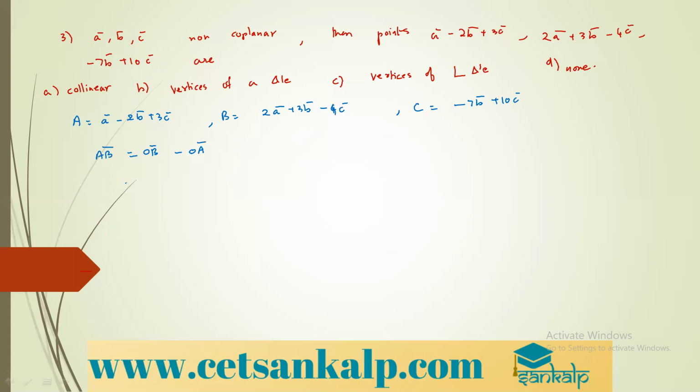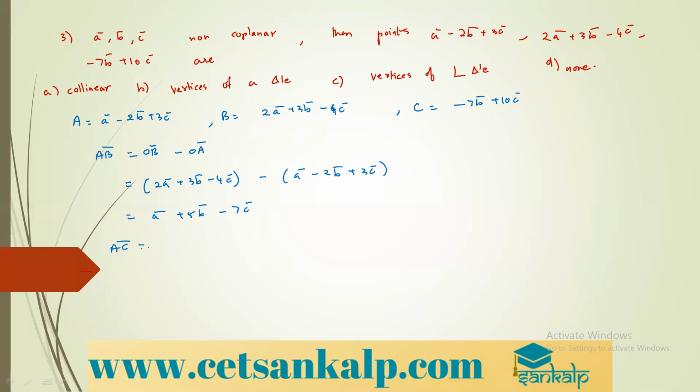So OB vector is 2a plus 3b minus 4c minus OA vector, which is a minus 2b plus 3c. So we get a plus 5b minus 7c.